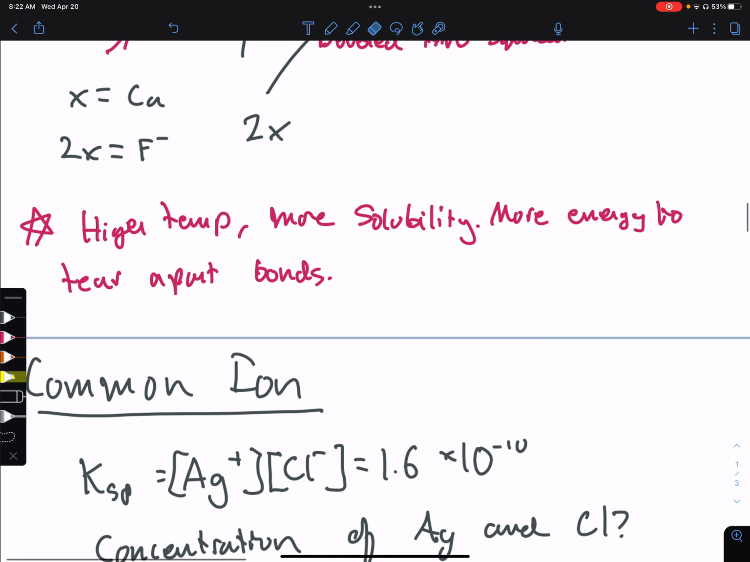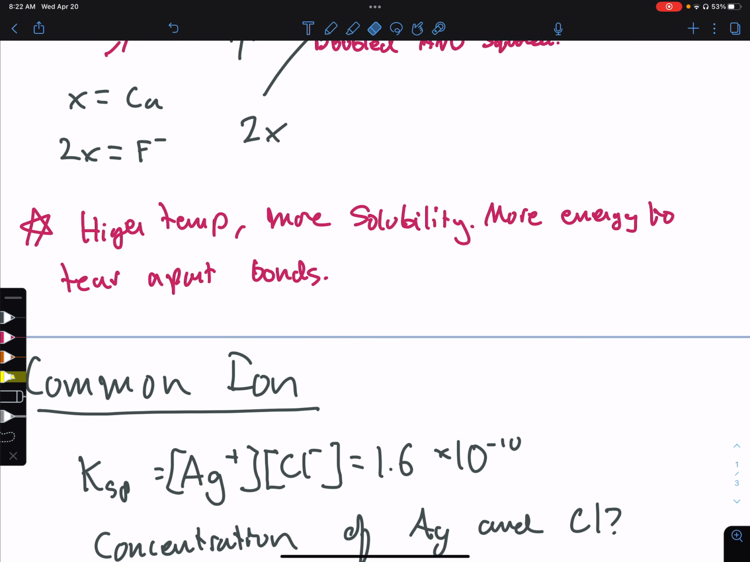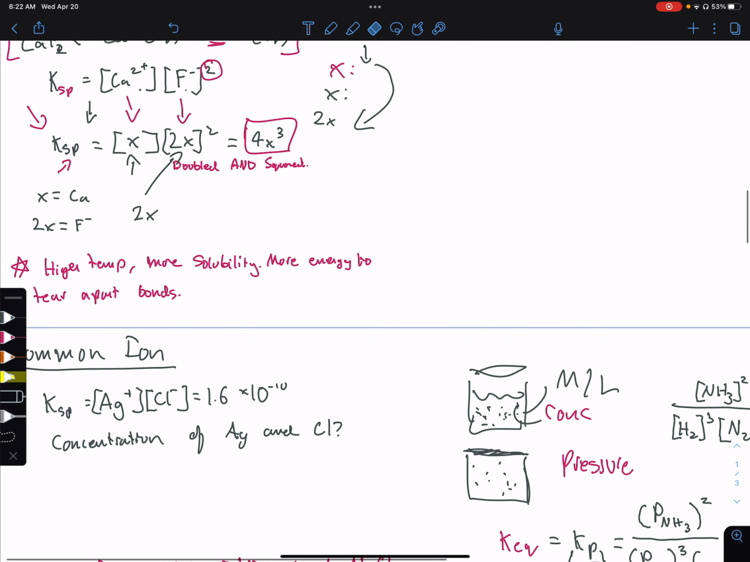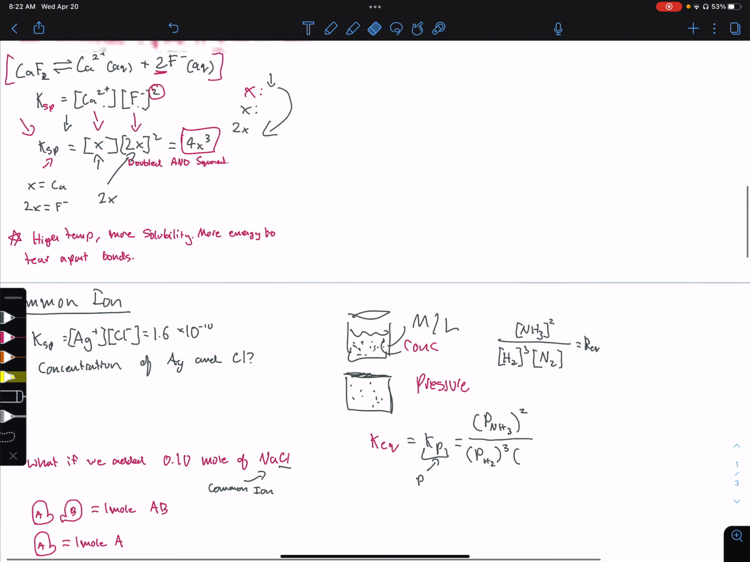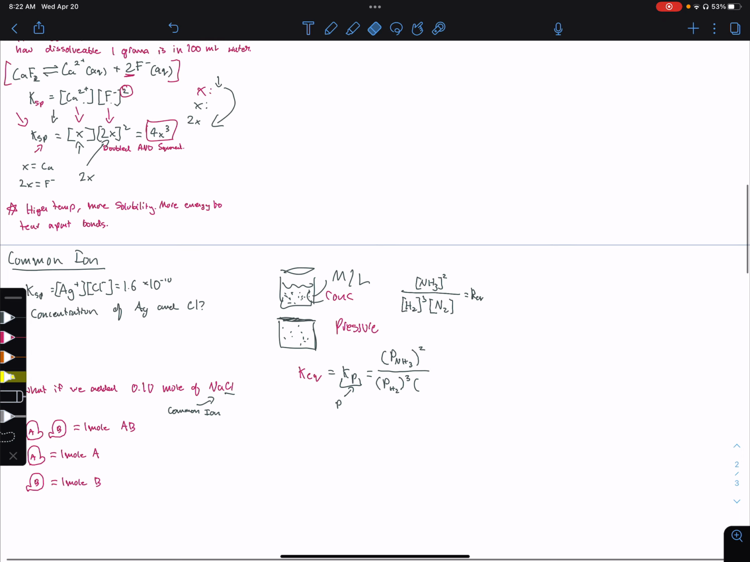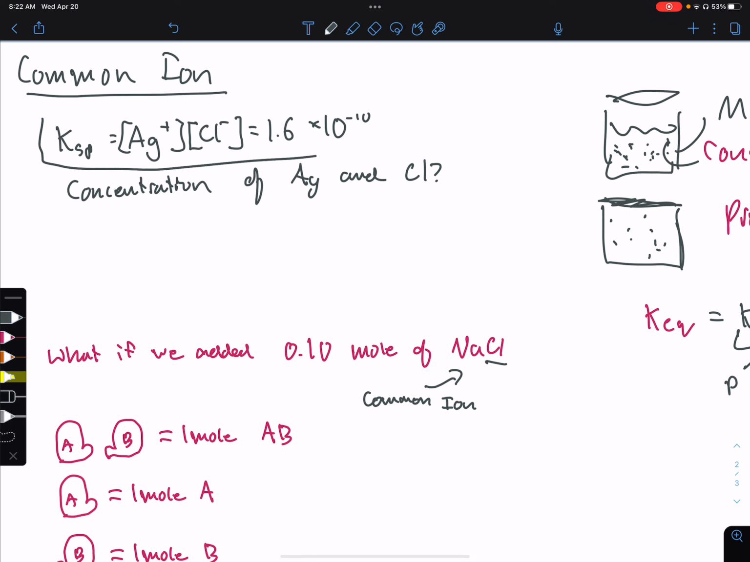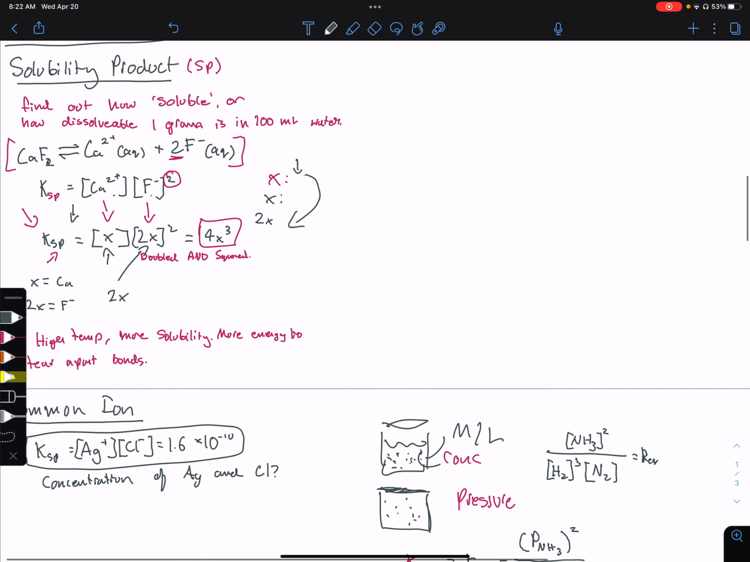And just a rule of thumb is that if there's a higher temperature, it's like a 99% chance that it has a higher solubility. Well, 100% chance since we're taking the AP test. It's just more energy to tear apart those bonds. Okay, last thing, and that's the entire unit: the common ion effect. This is essentially what we were talking about earlier with the Ksp. Really cool, it's awesome.